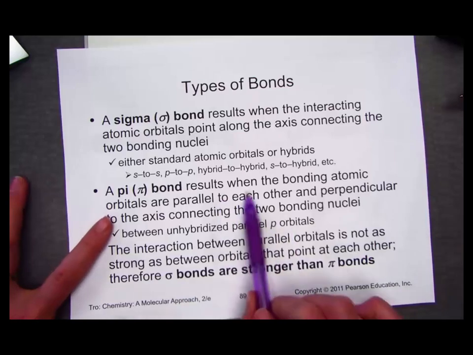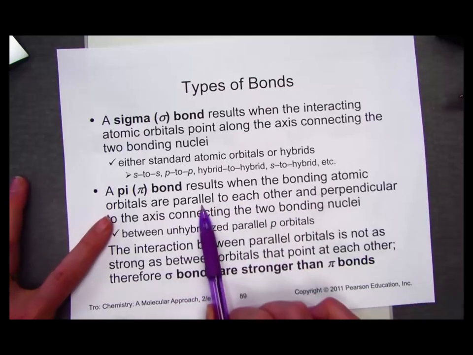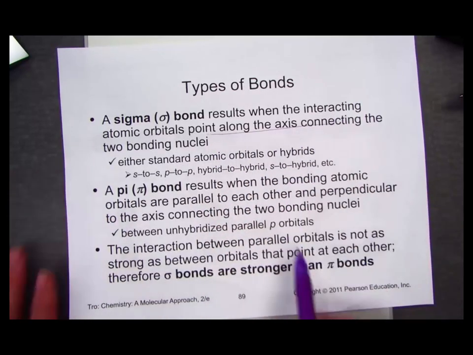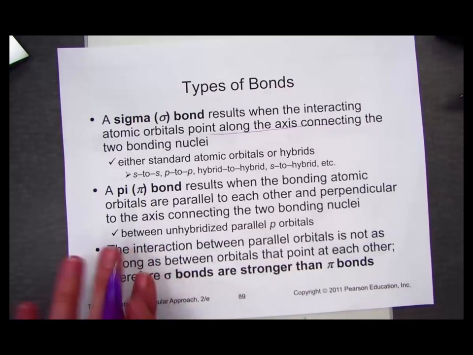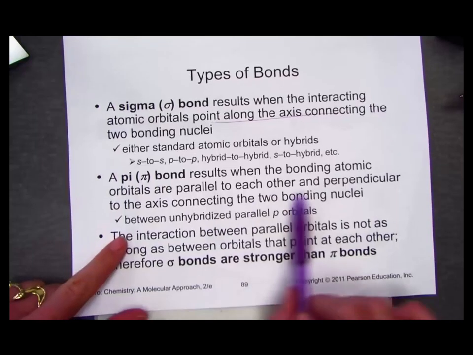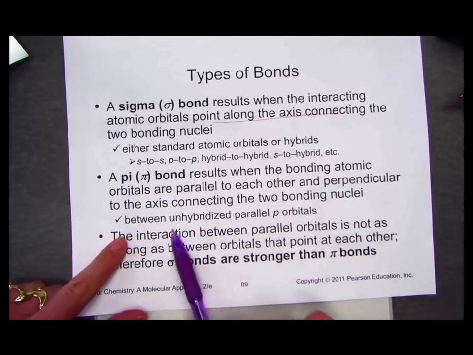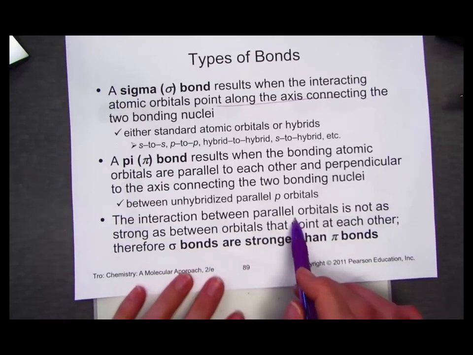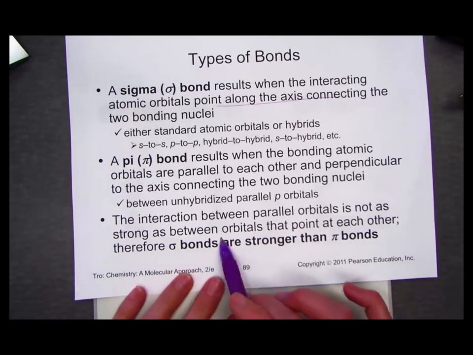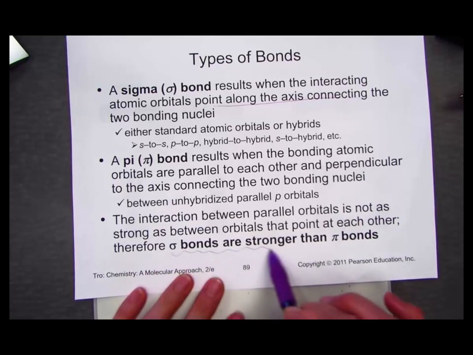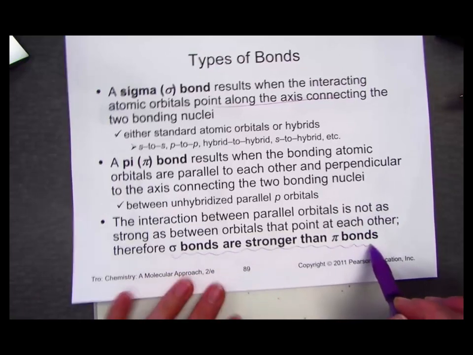Pi bonds result when the bonding atomic orbitals are parallel to each other. So instead of pointing along the axes connecting, they're literally overlapping by a parallel connection, as in a double bond. So perpendicular to the axes connect to create a pi bond. The interaction between parallel orbitals is not as strong as between orbitals pointing at each other. Sigma bonds are stronger than pi bonds.